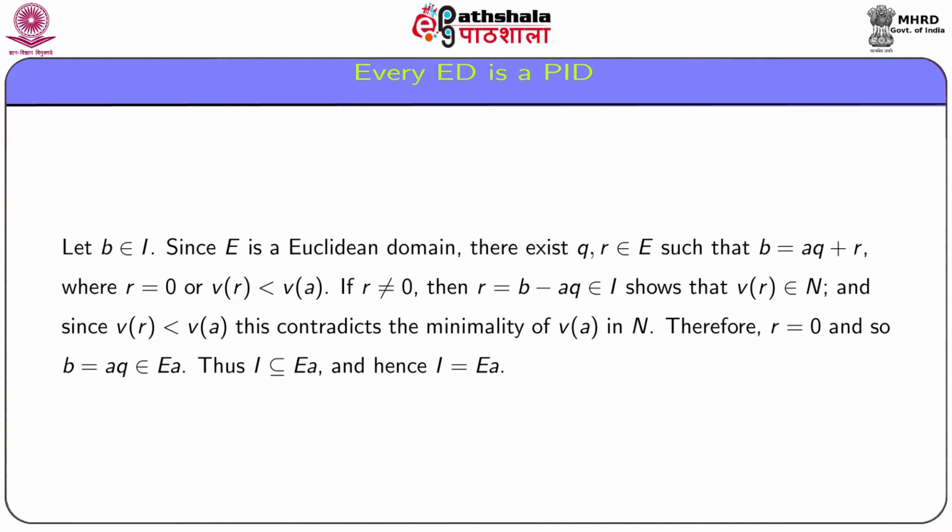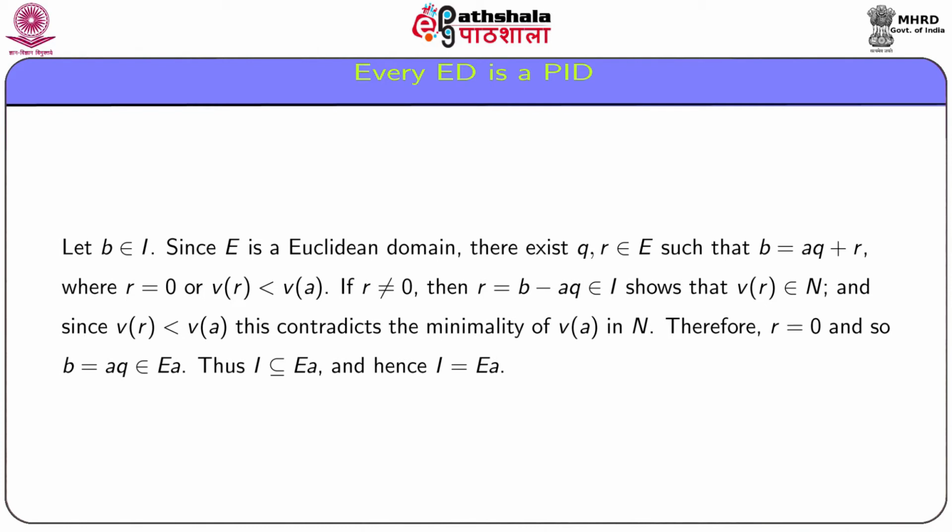Since E is a Euclidean domain and A is non-zero, we have two elements Q and R in E such that B is equal to AQ plus R, where R is either 0 or valuation of R must be strictly smaller than valuation of A. We will actually show that R must be 0. If possible, assume that R is non-zero. Then R equal to B minus AQ, and since B and A both are in I, so we have B minus AQ is in I, that is R belongs to I.